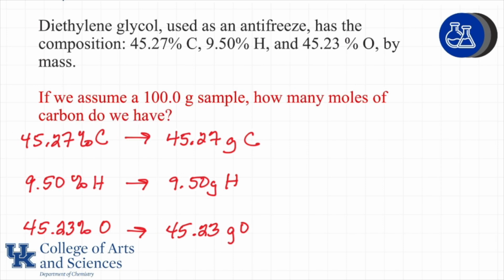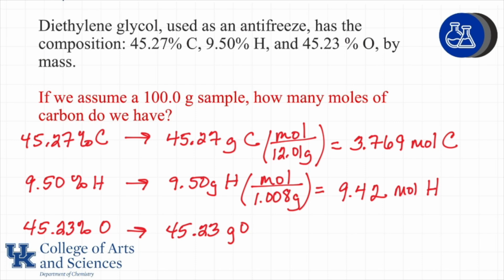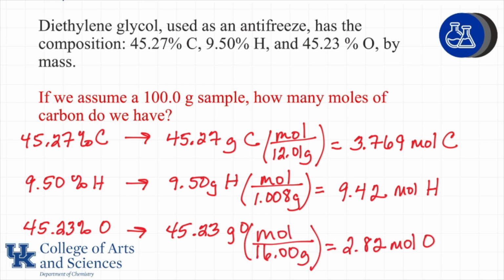Continuing with the same problem, if we assume a 100-gram sample, how many moles of carbon do we have? We're going to use the molar mass of carbon to convert from grams to moles, and we get 3.769 moles of carbon. We can do the same thing for hydrogen with its molar mass and get 9.42 moles of hydrogen, and 16 grams per mole for oxygen to get 2.82 moles of oxygen.